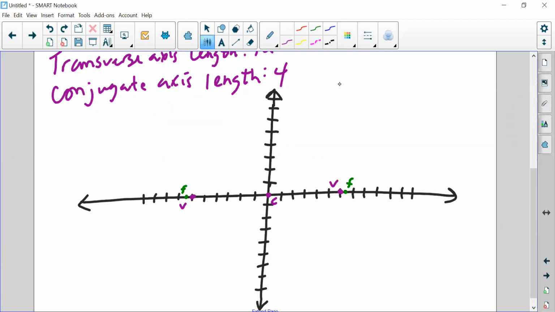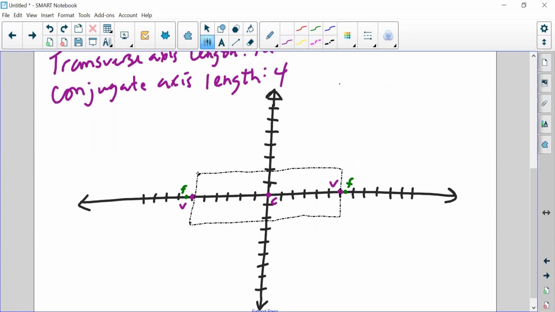Okay, I'm going to look at my transverse axis. My transverse axis is 12, so we're 6 and 6 to get to my vertex. Conjugate axis is 4. So from that vertex, I need to go up 2 to get a corner of a box, and down 2. And so I now go through that vertex across. So I missed it a little bit. Through and then across. And there's that box that we draw.